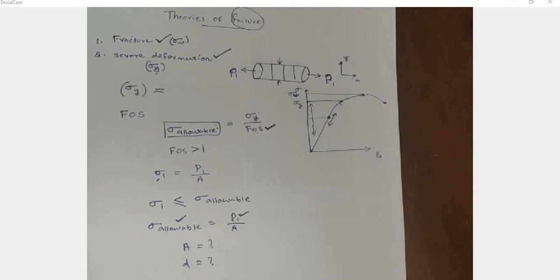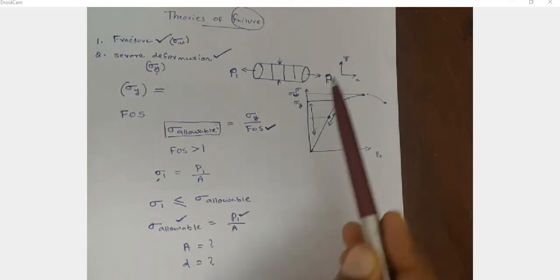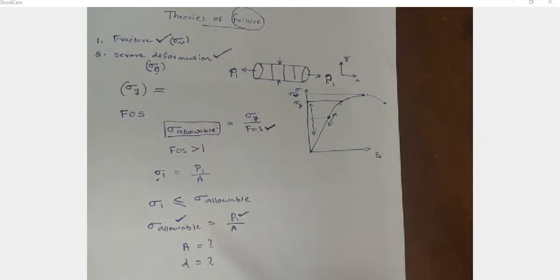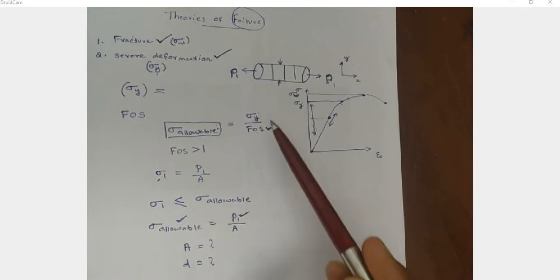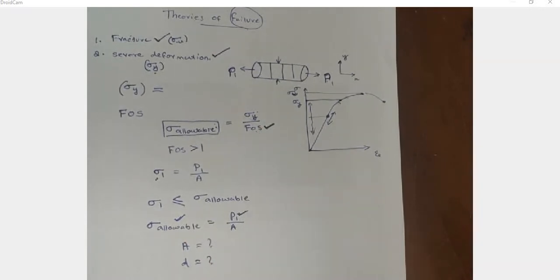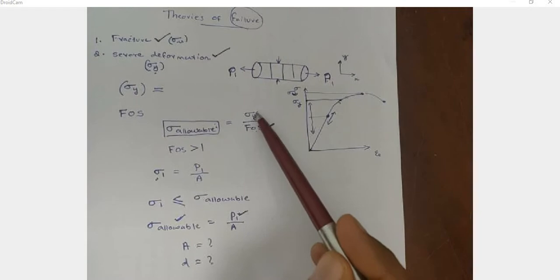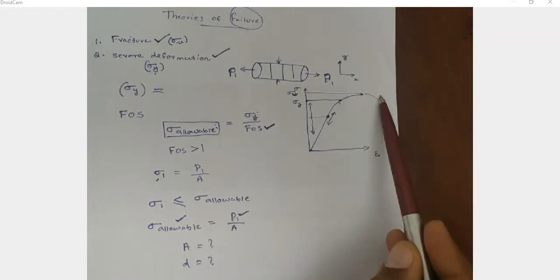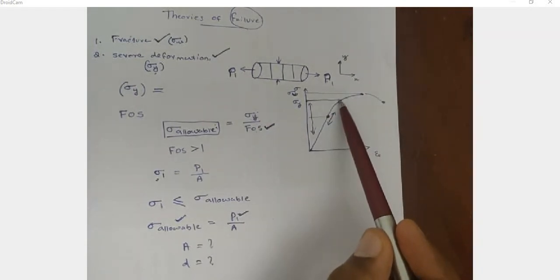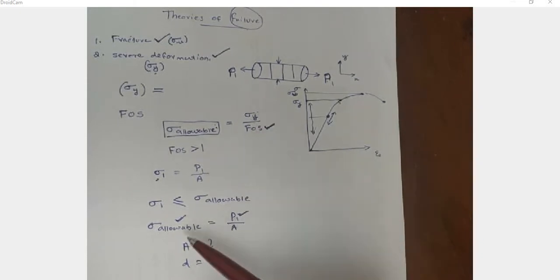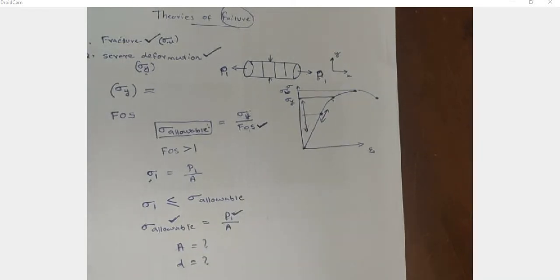So this is the design. In this design, we have two known values: the load acting on the member, and sigma allowable. Sigma allowable is equal to sigma y by factor of safety. From where do we get sigma y? From the stress strain diagram, we get the yield stress of the material. It is a material property. By equating these two values, we get the area, and from this we can calculate the diameter.